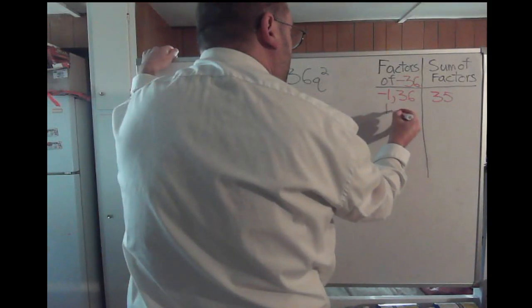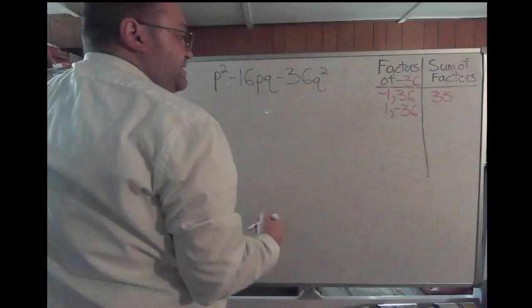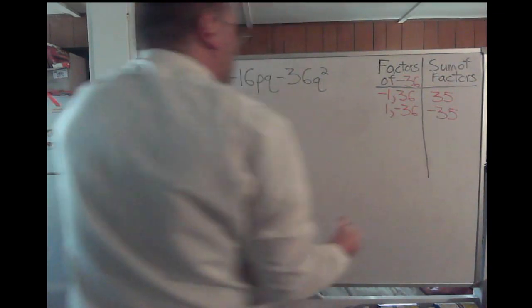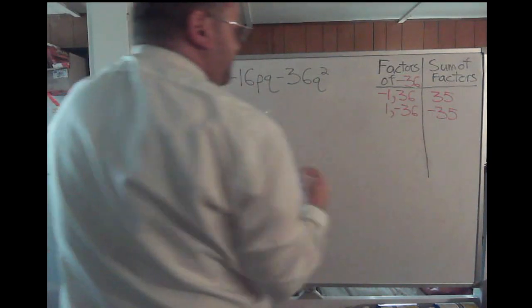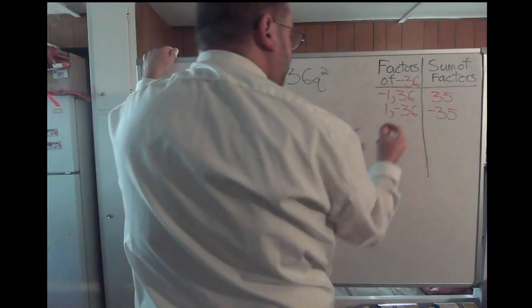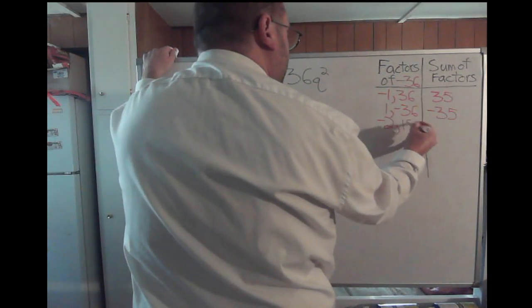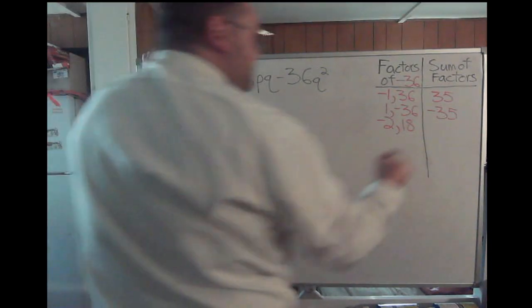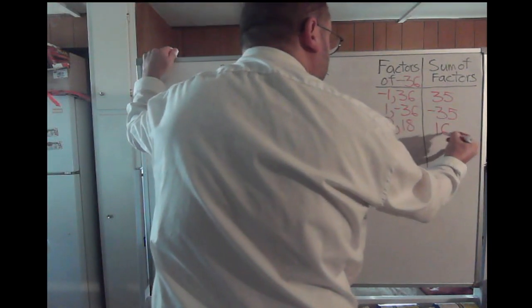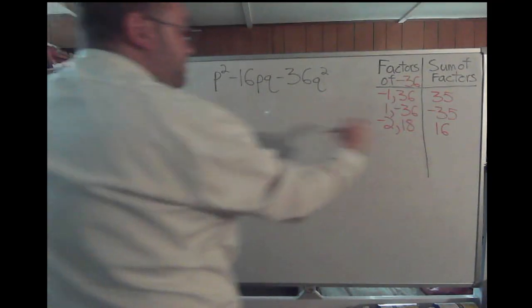So next we'll do 1 and negative 36. Add 1 and negative 36 together, you get negative 35. Well, you need your middle coefficient to be negative 16, not negative 35. That doesn't work. Next we deal with negative 2 and positive 18. When you add negative 2 and positive 18 together, you get positive 16. Well, your middle coefficient should be negative 16, not positive 16.